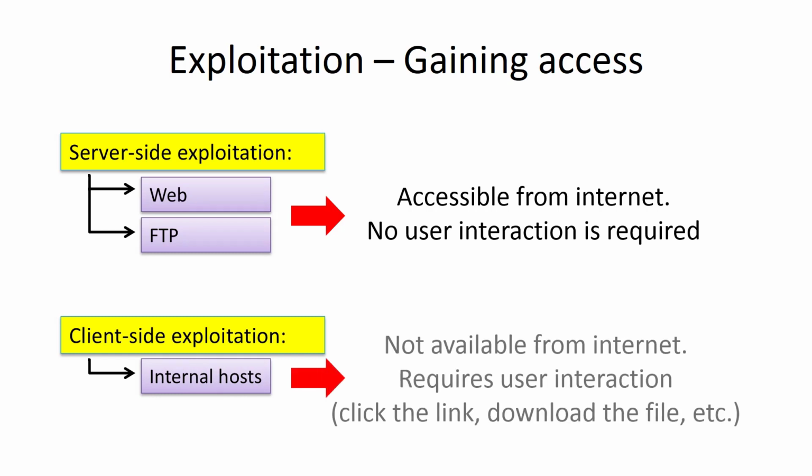But with client-side exploitation, the situation is different. The targets are internal hosts, which are hidden behind firewalls and intrusion prevention systems. They are not accessible from the Internet, and that is why user interaction is required for a successful attack. For example, a user receives an email with a malicious attachment. All he needs to do to be exploited is to click the received attachment. If he doesn't, he will not be compromised. There are many other situations where user interaction is required.